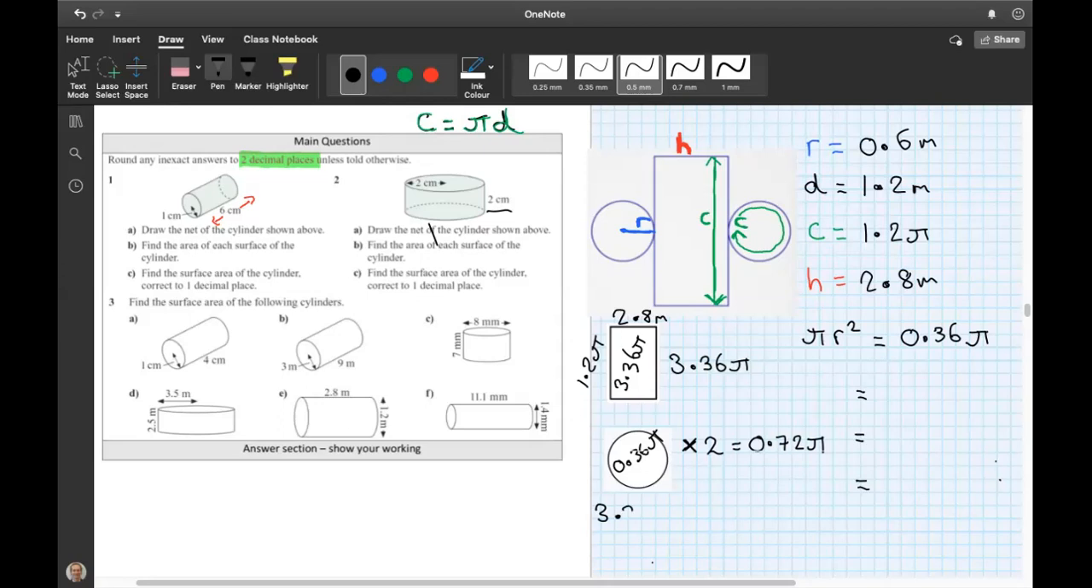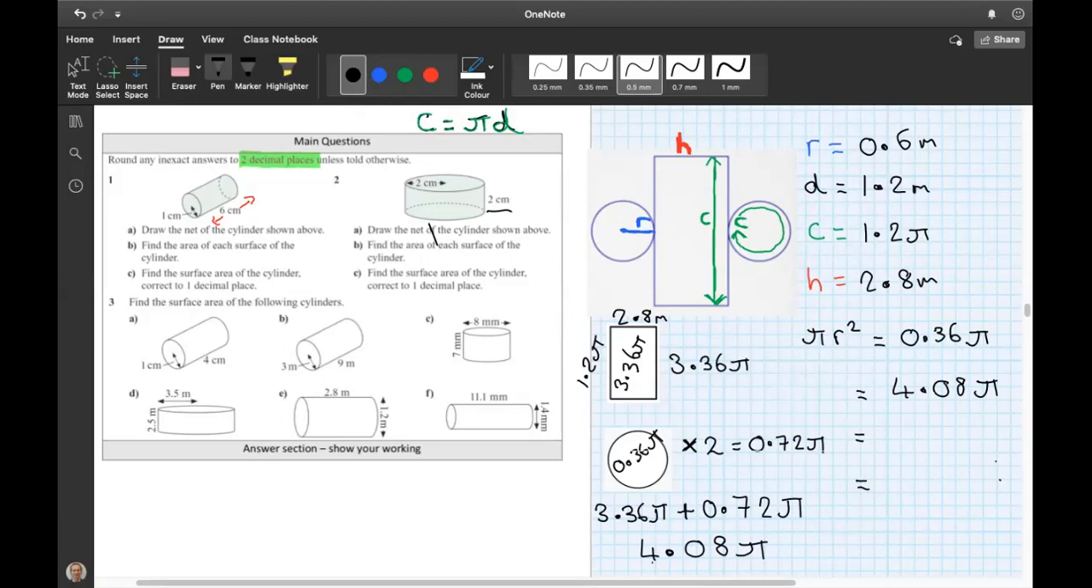We now need to add these together. We've got 3.36 pi. That was our rectangular face. Add our 2 circular faces, 0.72 pi. And the total surface area here is going to be 4.08 pi. We now need to find its exact value.